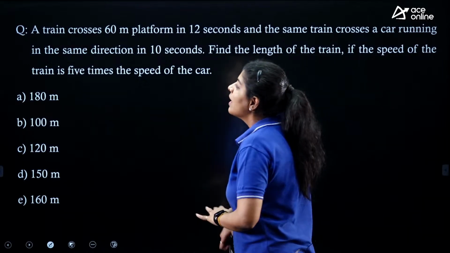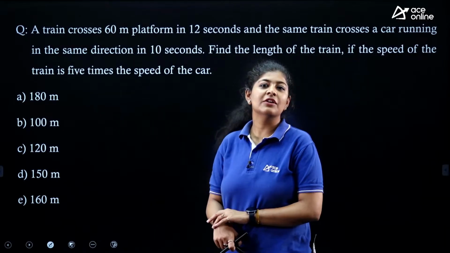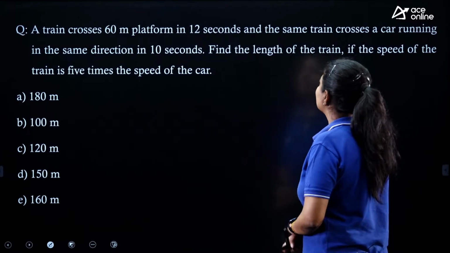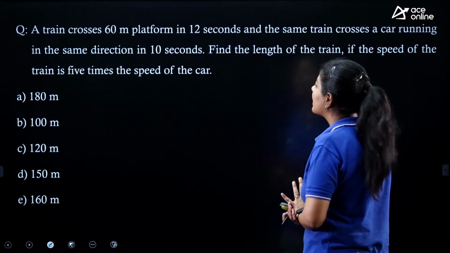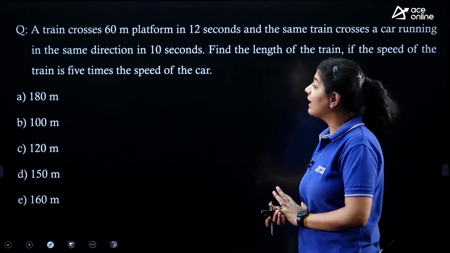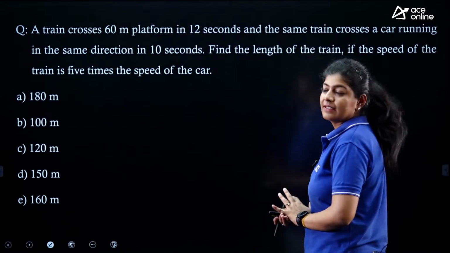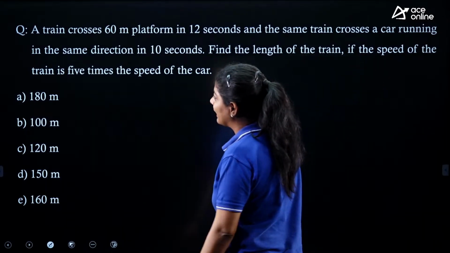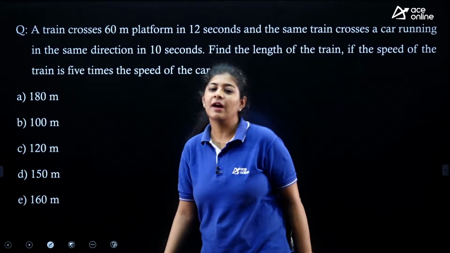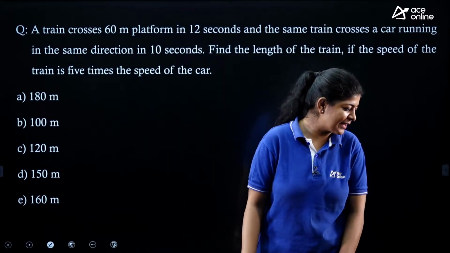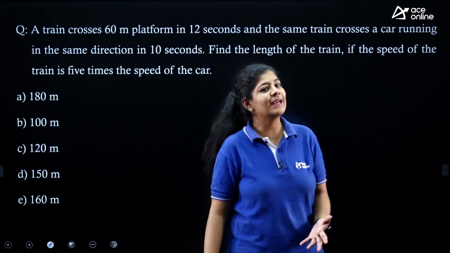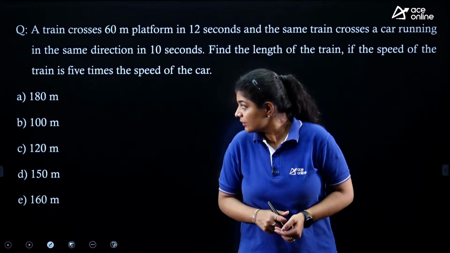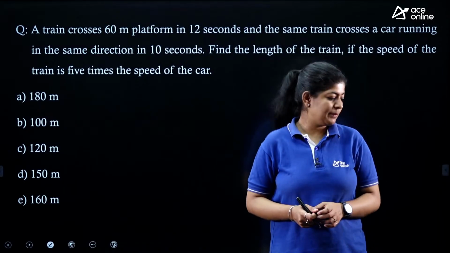The question is saying that a train crosses a 60-meter platform in 12 seconds and the same train crosses a car running in the same direction in 10 seconds. Find the length of the train if the speed of the train is 5 times the speed of the car. This question is a very basic one and a very easy one. I guess everyone can easily solve this, and just let me know what answer you people are getting.